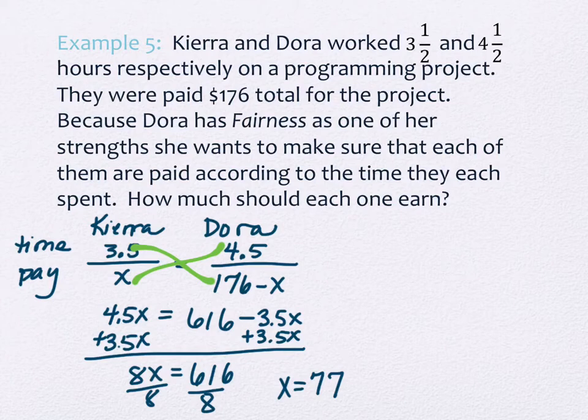It is $77, but what is it actually telling us? Yeah, that's Kiara's pay, right? Because that's where the x was located. This x right here represented how much Kiara got paid. So Kiara made $77. So how much did Dora make? 99.